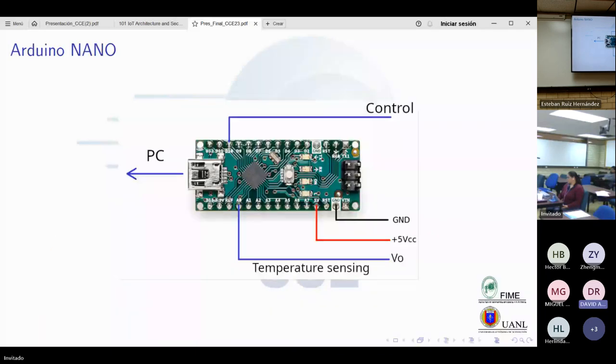And we are using a very cheap component. I think yesterday I saw the prices for this component on Amazon, and it's about three components for around $5, so it's very, very cheap. Next one, please.